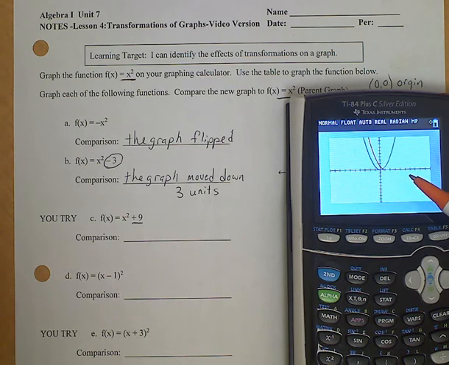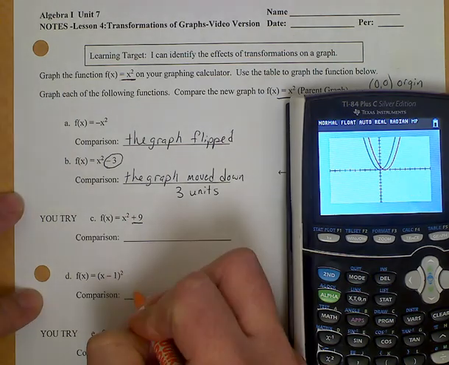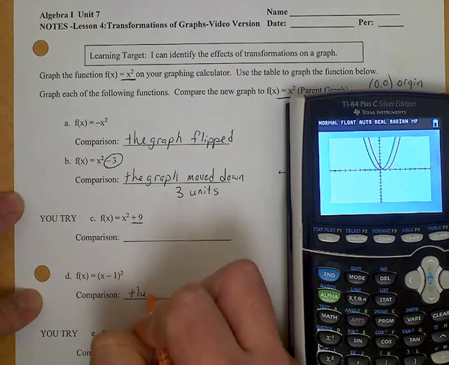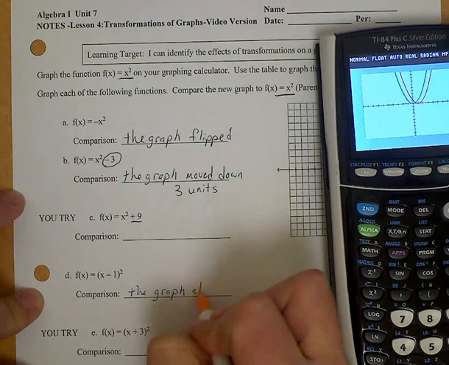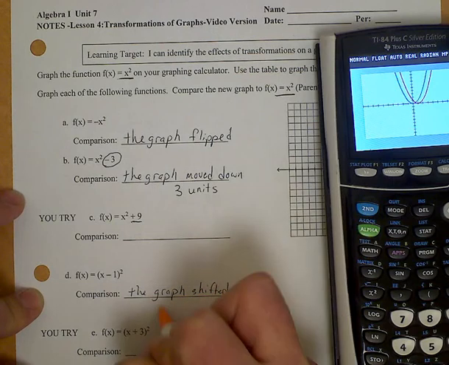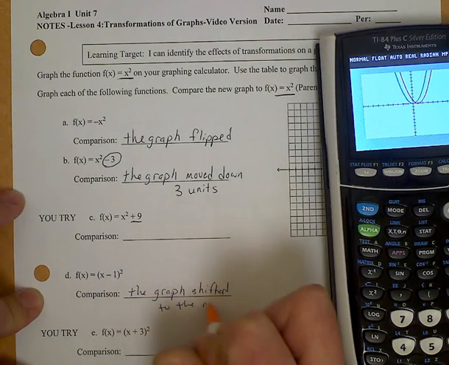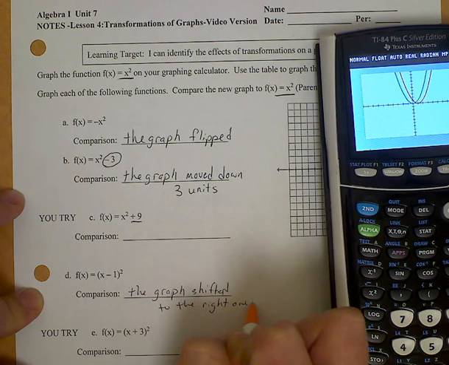Well, look at that. Now the vertex of my parabola, the bottom of it, what happened to it? It shifted to the right one. So I'm going to say the graph shifted to the right 1 unit.